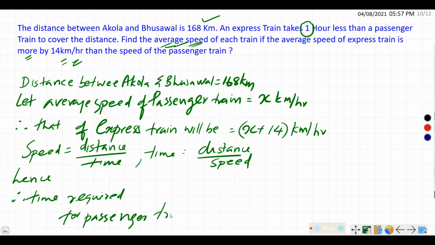Time required for passenger train is equal to time. We write distance upon its speed. Correct? That is the time taken by passenger train. Let me go to next page. There is no space here.